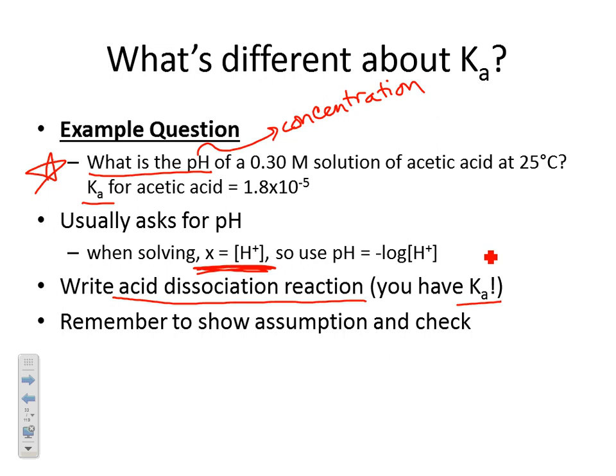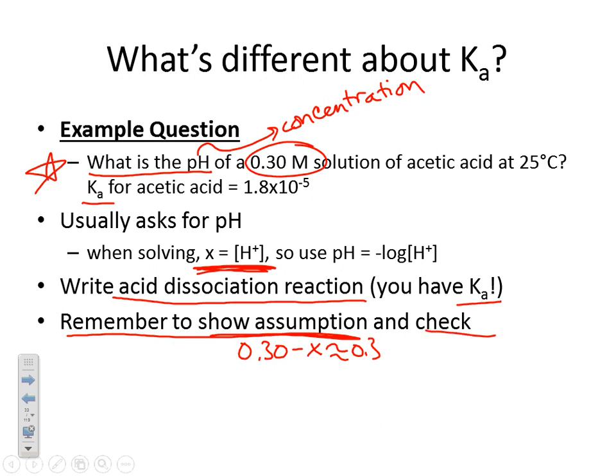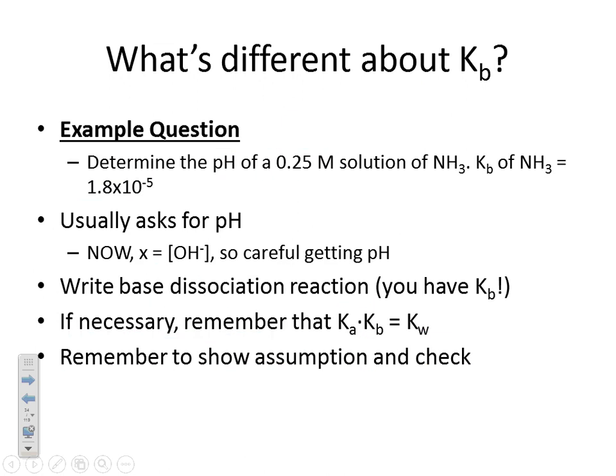Remember, always show that you're making the assumption. So in this problem, it's 0.3 molar. So in this problem, it would be 0.3 minus x. So you'd want to assume that that's approximately 0.3. And then check at the end when you're done. And that's it. I mean, literally, that's all that's different about it. It's not really all that different.